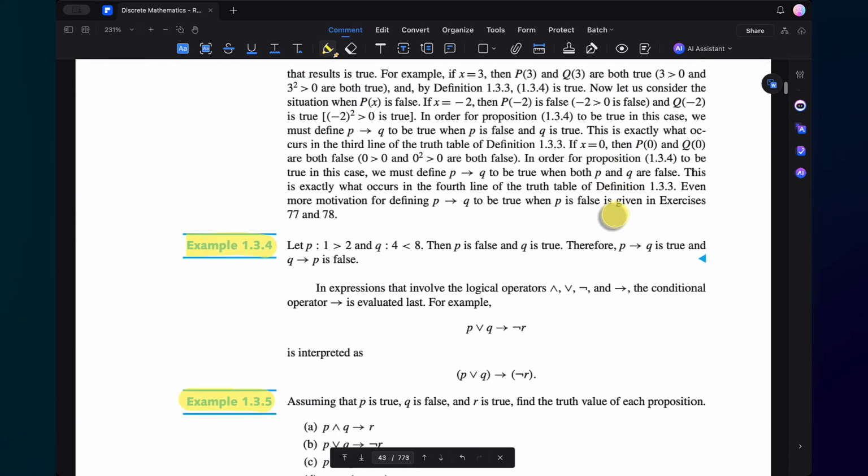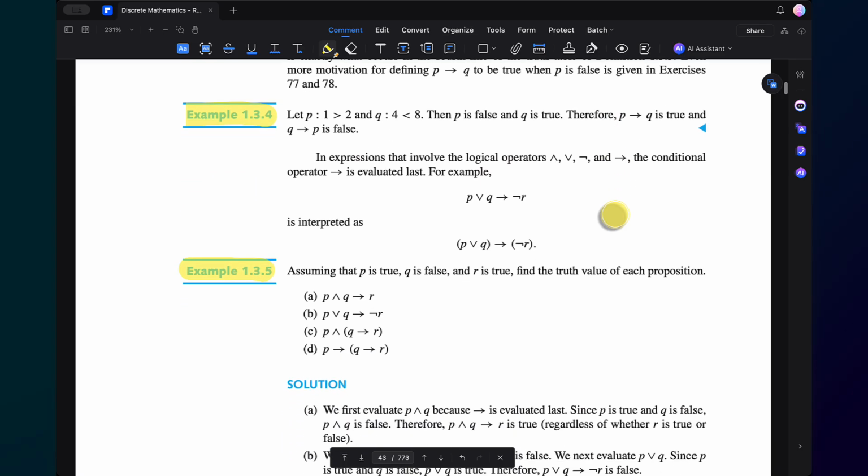Let's take a look. I have some examples I want to look at here. Here's an example. Let P be the statement 1 is greater than 2, and Q the statement 4 is less than 8. Then P is false and Q is true. Therefore, P implies Q is true, because P is false. And the statement Q implies P is false, because Q is true and P is false.